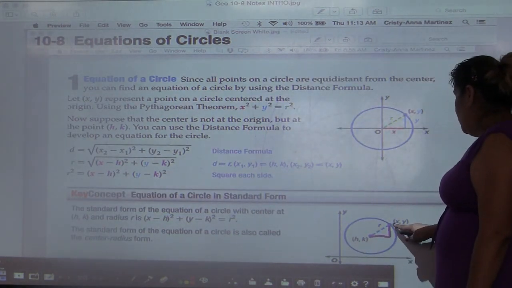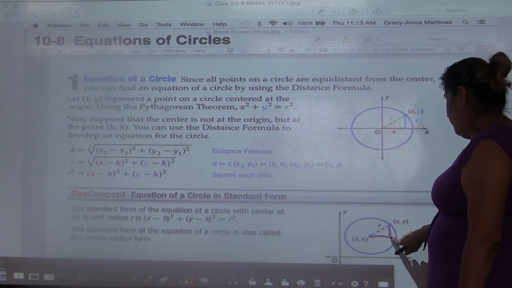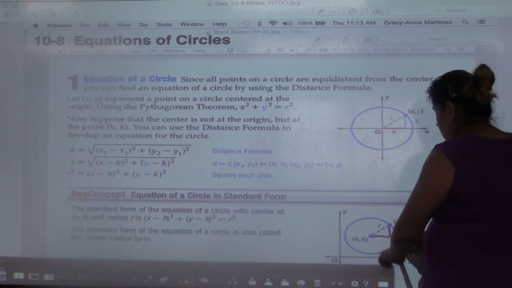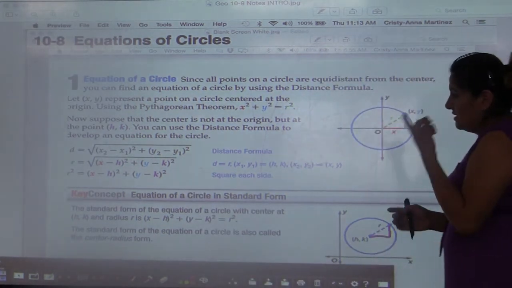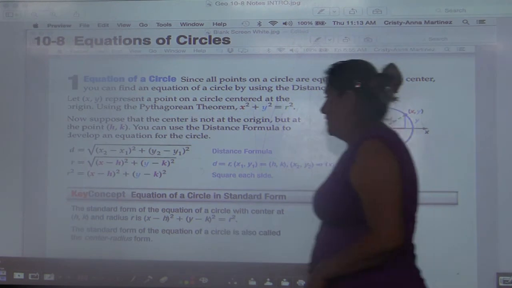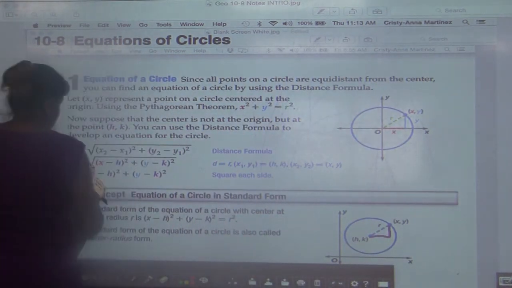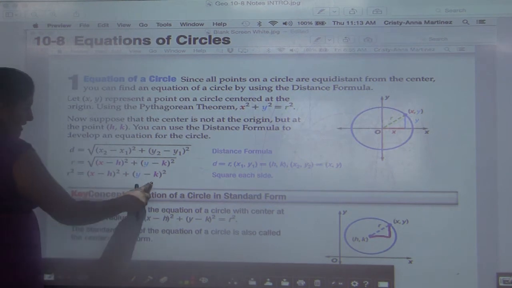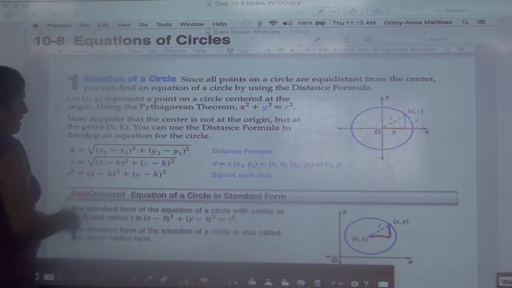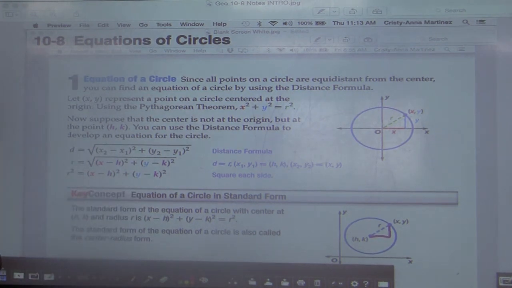I want to take the y-coordinate here, which is y, and subtract it from the y-coordinate of this point, which would be the same as k. So I would get y minus k squared. And basically, if you then try to get rid of the square root symbol here, you have to square both sides. So you get r squared equals this little guy. And technically, that is basically the equation of a circle in standard form.